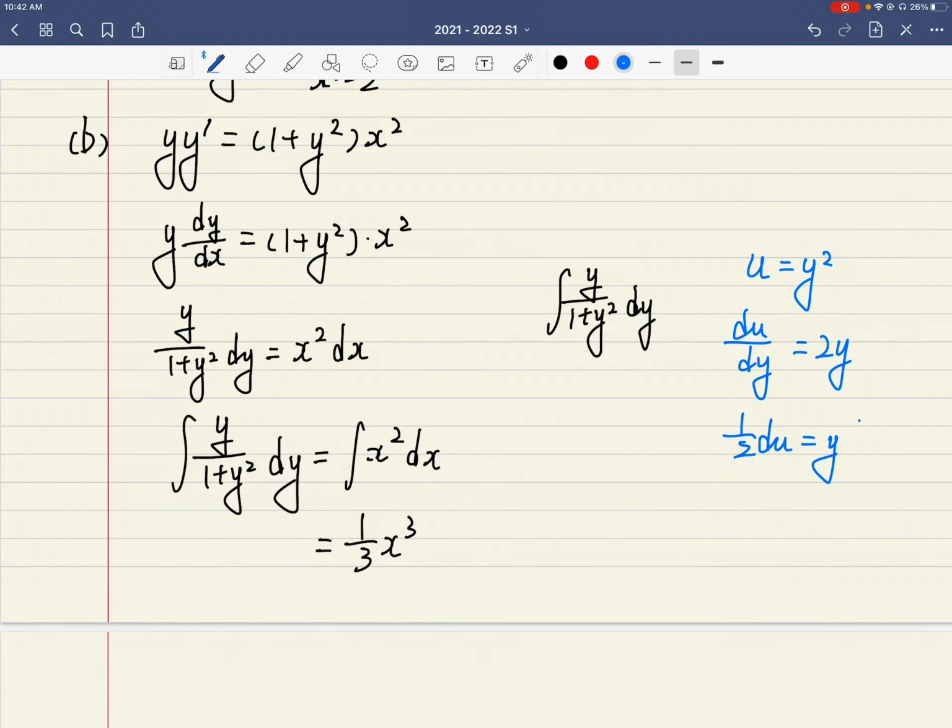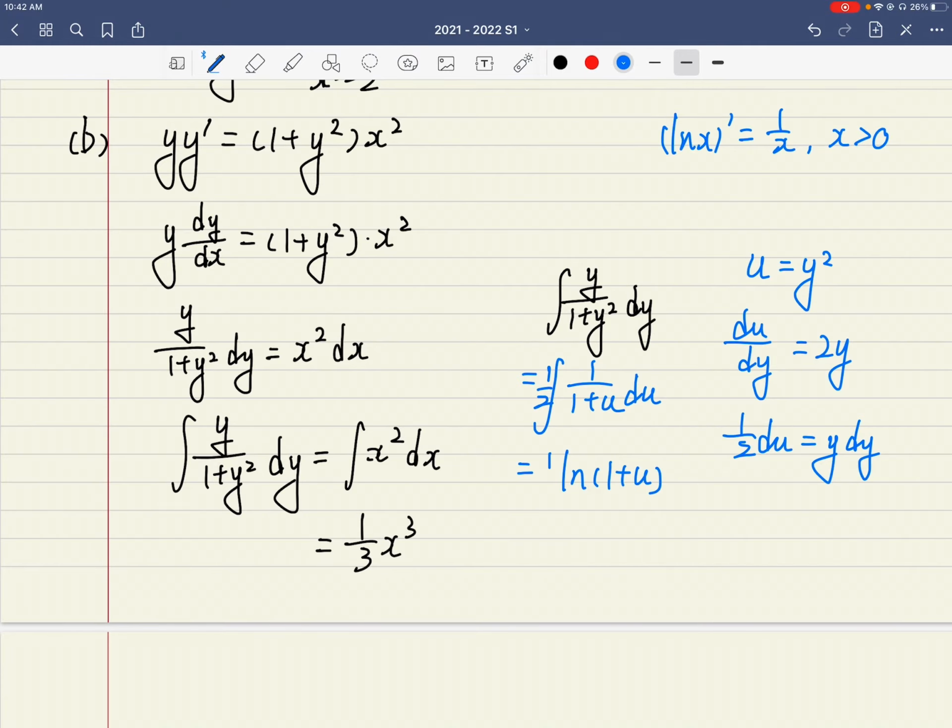So this integration can be transformed into, here y times dy is just half du. So it's just half du. And 1 over 1 plus y squared, so it's just 1 plus u, right? Because y squared is u. Then here, the integration is quite clear, right? Because log x, the derivative is 1 over x when x is positive. Right here, your u is y squared, it's always non-negative. So the result is half log 1 plus u, right?